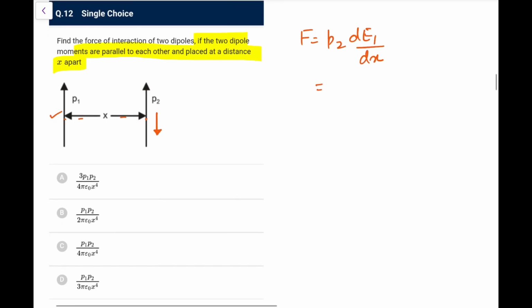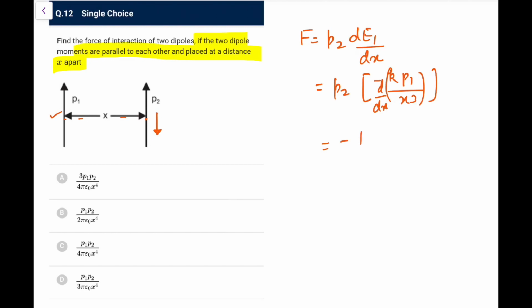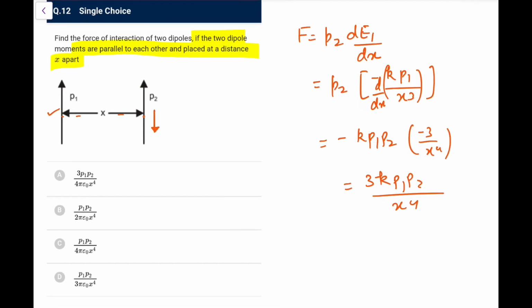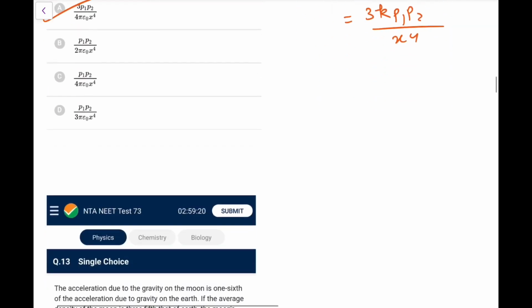So dE1 by dx I can write here because of r, and E1 because of the first one, equatorial position, the field you will write as minus kp1 by r cube, so minus kp1 by x cube. So you differentiate it with respect to x, so this minus I can drop although we have to only calculate the magnitude, kp1p2 and 1 by x cube, that would be minus 3 by x to the power 4. So value would be 3k p1 p2 upon x to the power 4. So going by this, this is option A that we are going to take.